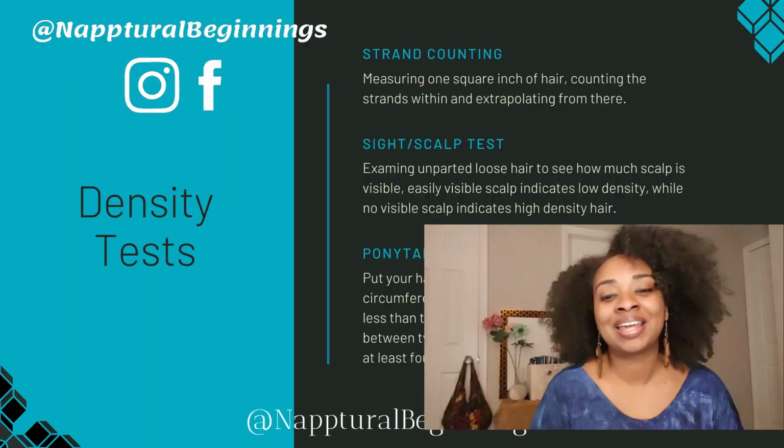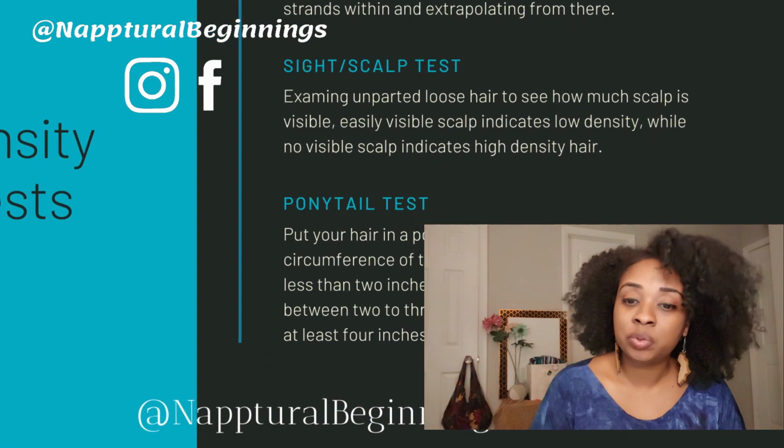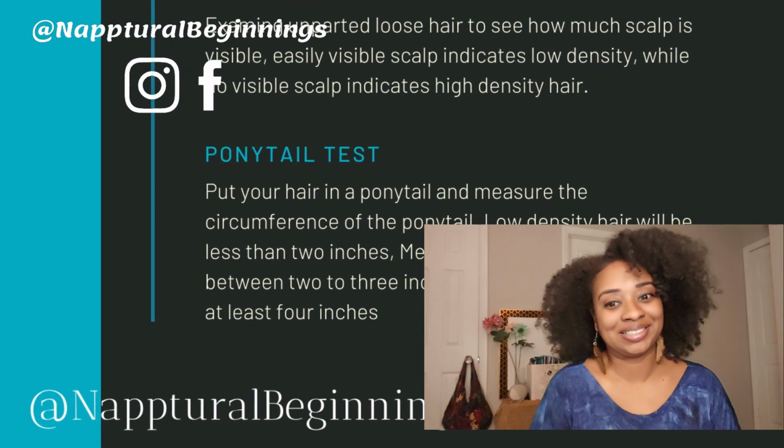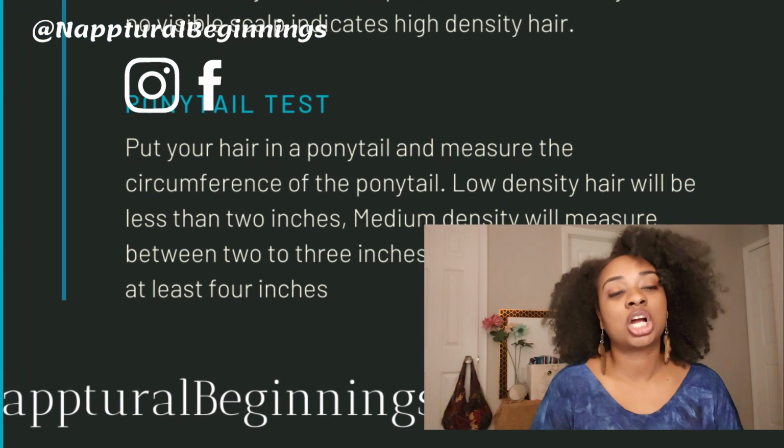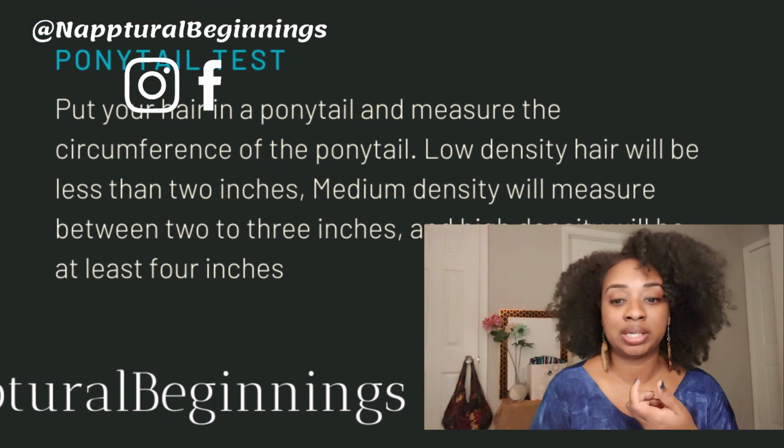One other test that we have is the ponytail test. The ponytail test is when you put your hair into a ponytail and you measure the circumference of that ponytail. If that section is less than 2 inches in width, it's thought to be low density hair. Medium density hair will measure between 2 to 3 inches, and high density hair will be at least 4 inches thick.